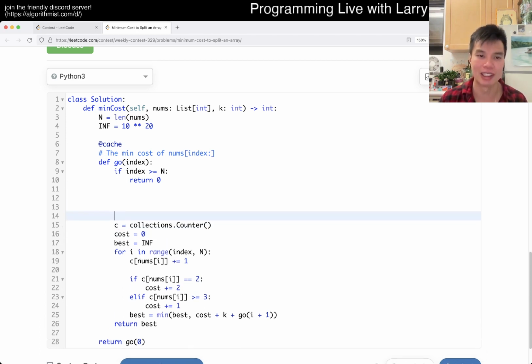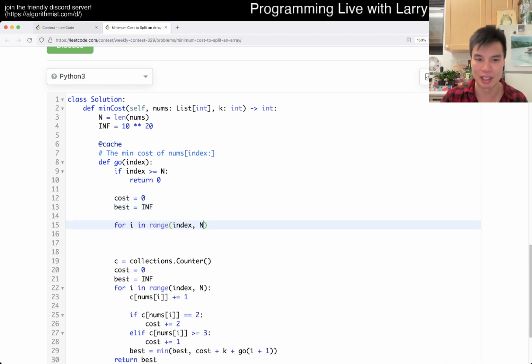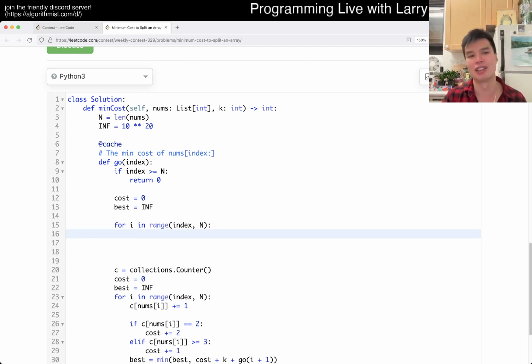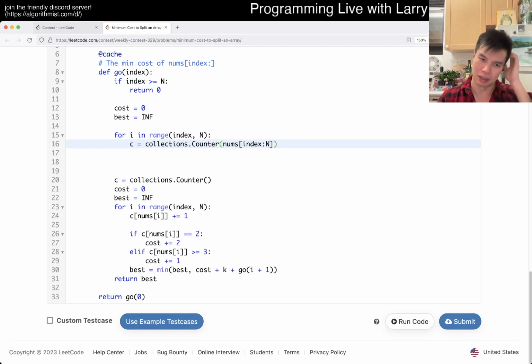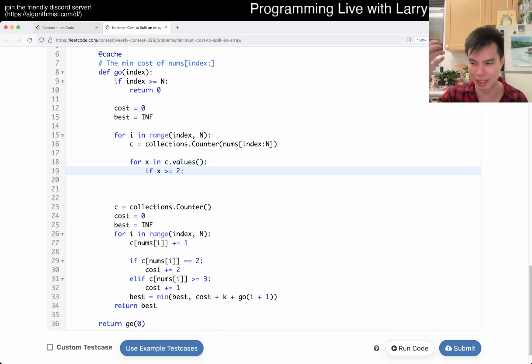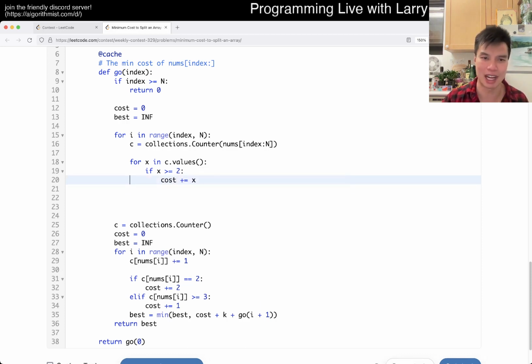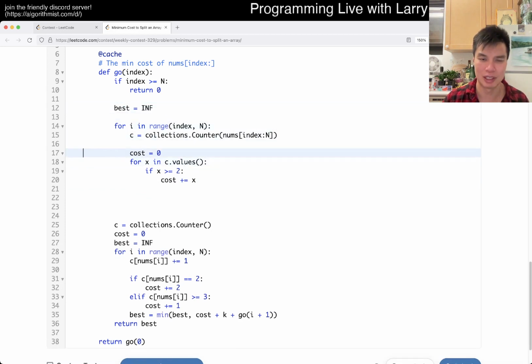Maybe another way to write this, if you're a beginner or if you're just delving into dynamic programming, you may write something like this, right? Same idea, but here maybe you do something like c is equal to collections.Counter of nums sub index to n or something like this, right? And then everything else is the same, right? And then here you maybe do a for loop on the counter, like for x in c.values, if x is greater than or equal to 2, meaning that if they're duplicates, then cost adds x, and so here cost would be 0 maybe, right?